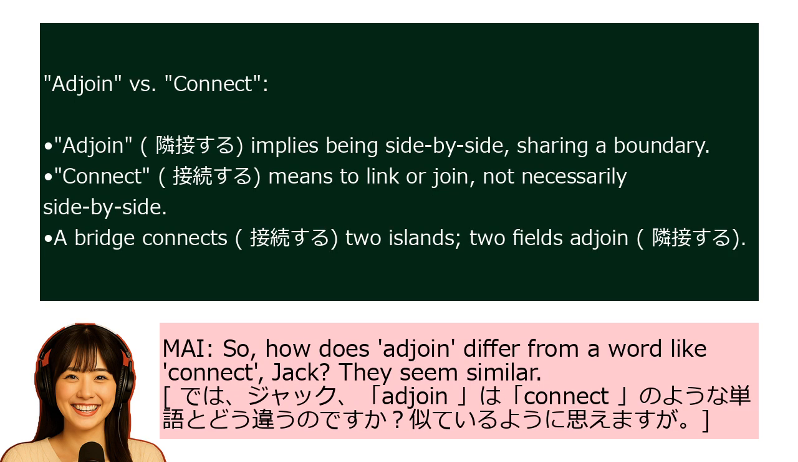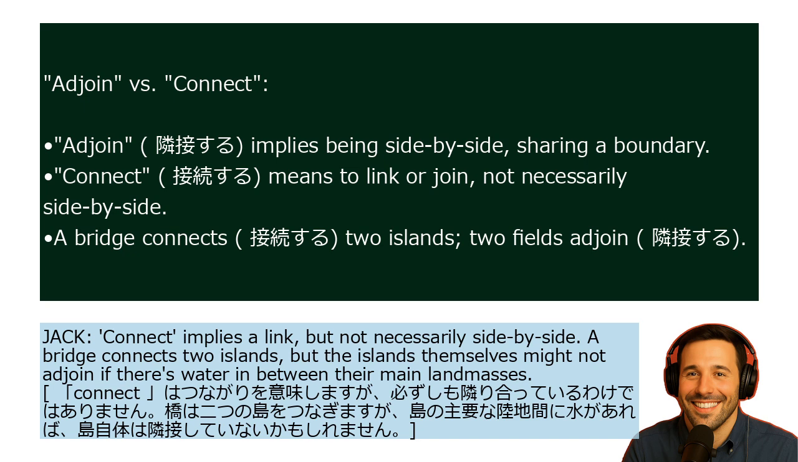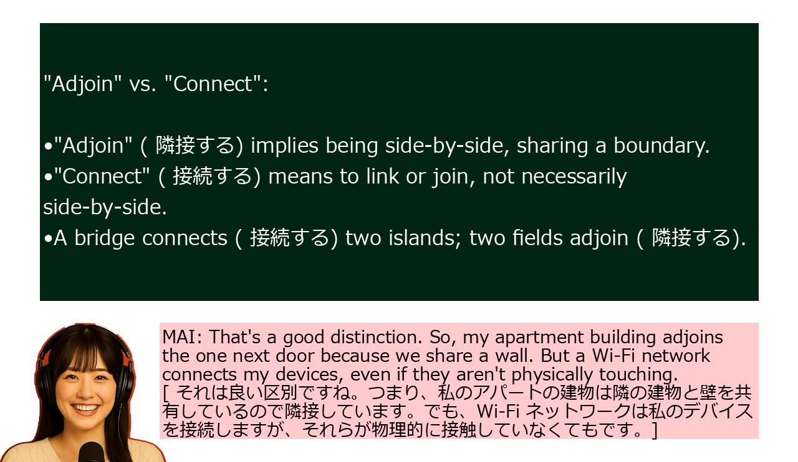So how does adjoin differ from a word like connect, Jack? They seem similar. Connect implies a link, but not necessarily side by side. A bridge connects two islands, but the islands themselves might not adjoin if there's water in between their main landmasses. That's a good distinction. So my apartment building adjoins the one next door because we share a wall. But a Wi-Fi network connects my devices even if they aren't physically touching.